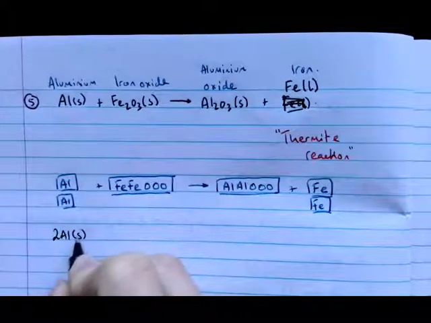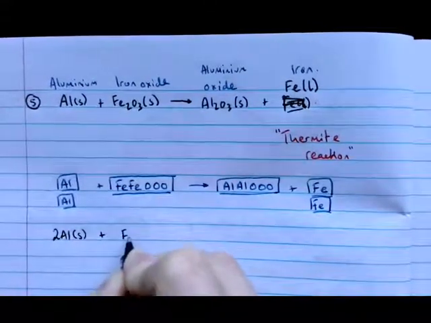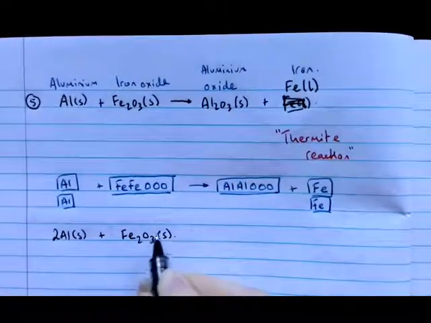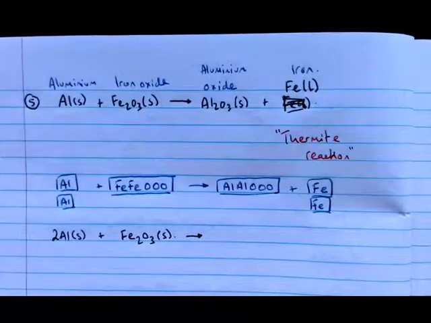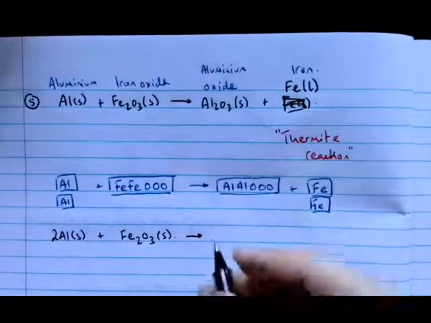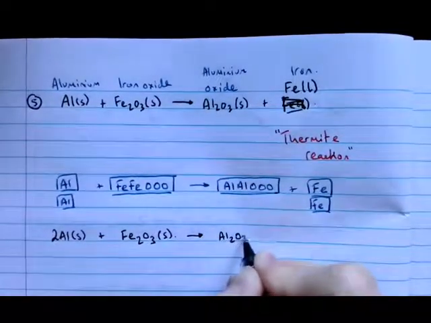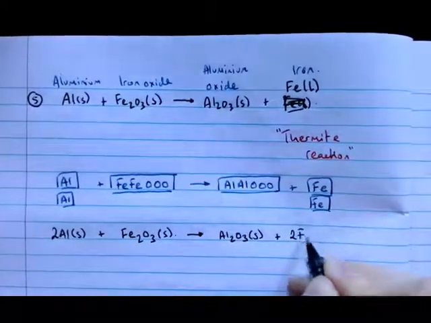So the balanced equation will be 2 aluminium. Now that's solid, so we're adding solid aluminium metal to my iron oxide, which is also a solid, so that's solid iron oxide, and I get 1 aluminium oxide, also a solid, plus 2 iron.